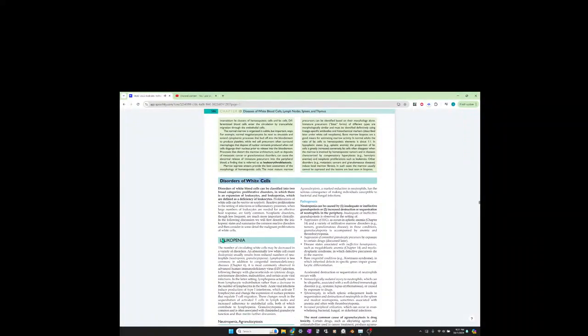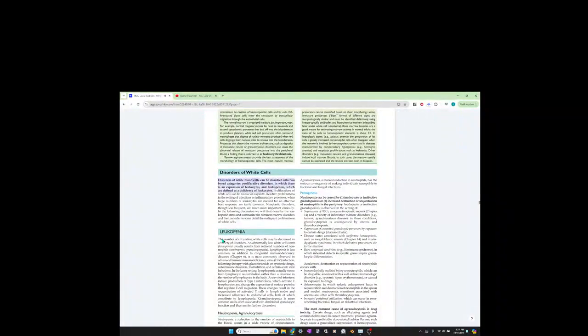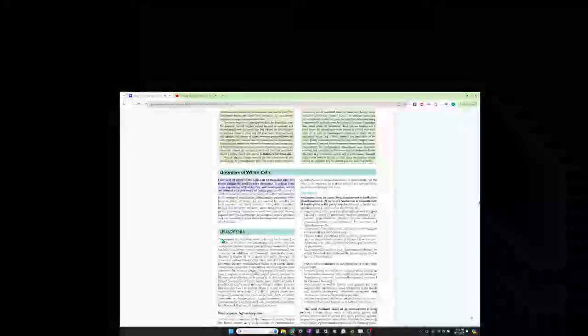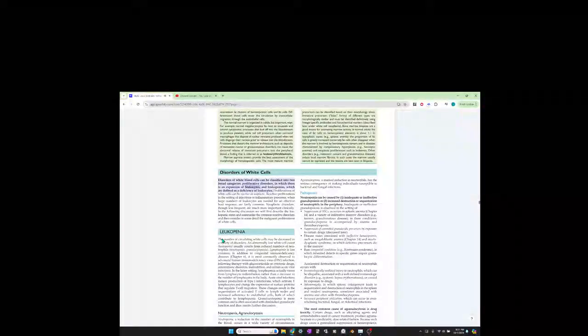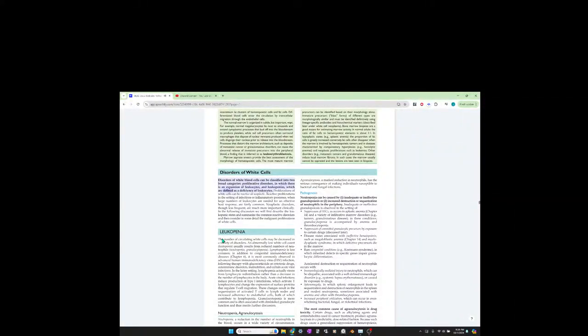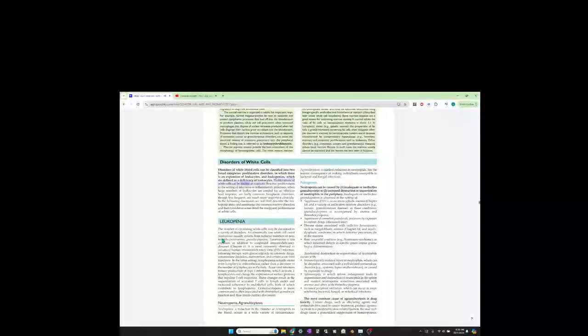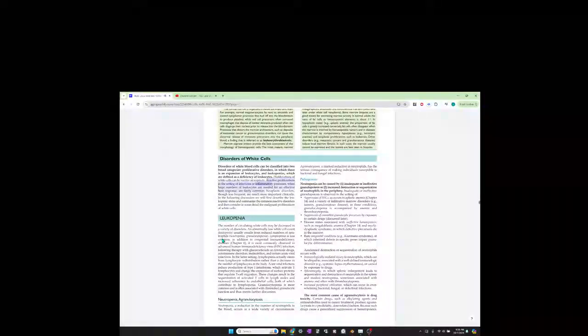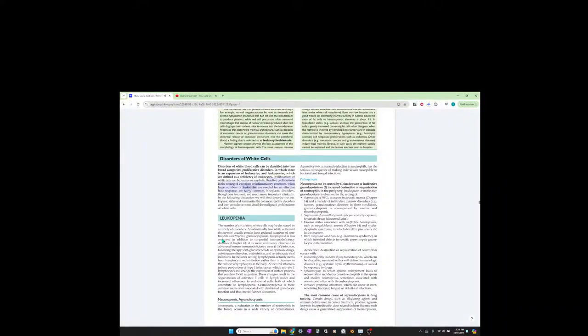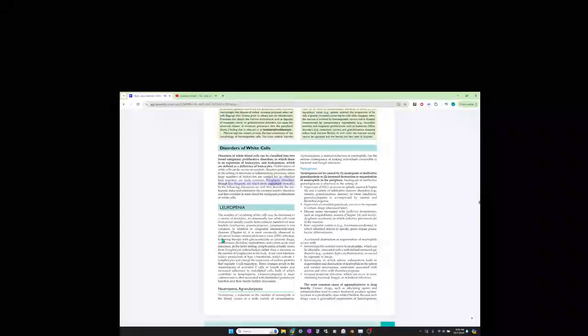Disorders of white cells. Disorders of white blood cells can be classified into two broad categories: proliferative disorders, in which there is an expansion of leukocytes, and leukopenias, which are defined as a deficiency of leukocytes. Proliferations of white cells can be reactive or neoplastic. Reactive proliferations in the setting of infections or inflammatory processes, when large numbers of leukocytes are needed for an effective host response, are fairly common. Neoplastic disorders, though less frequent, are much more important clinically.